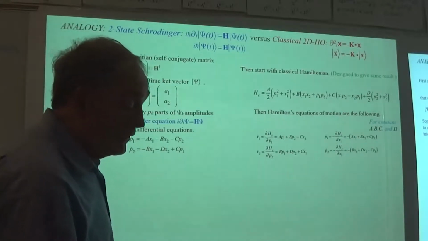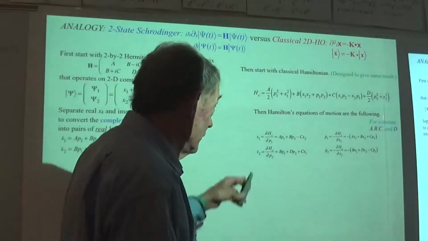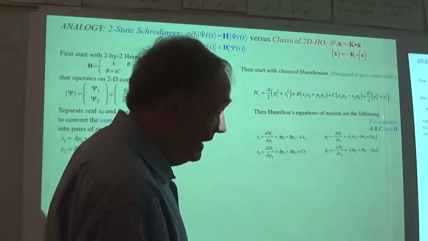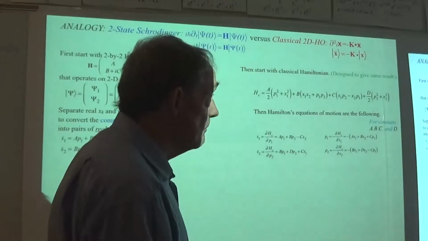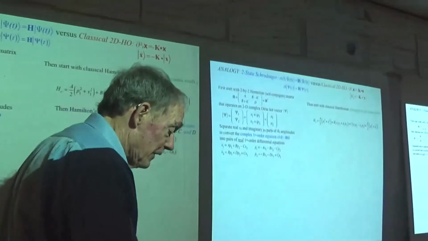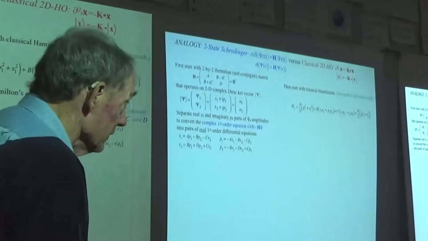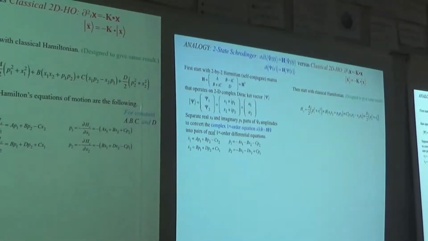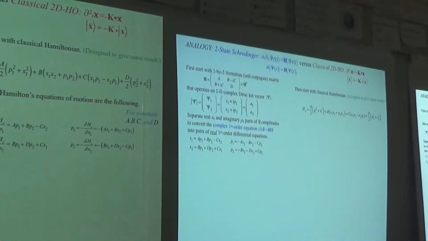Now, this is designed to give this result. This particular classical Hamiltonian now is what we're looking at there. And it is designed to get the result that I'm talking about here. Designed to get the result that gives you the same set of equations classically as quantum.